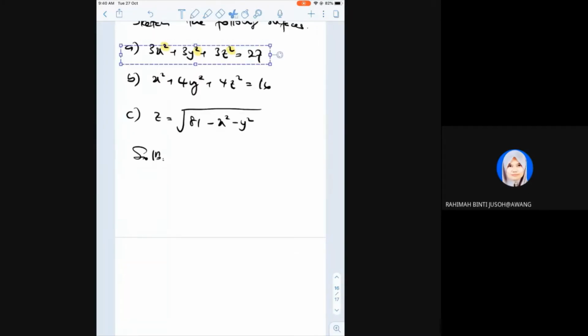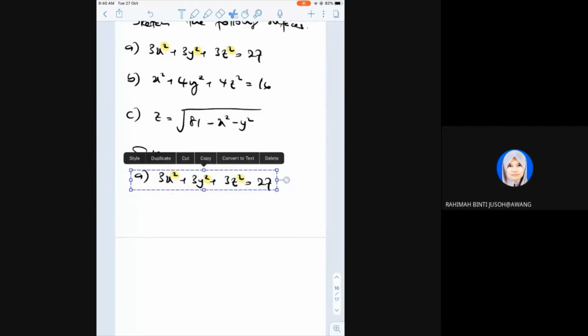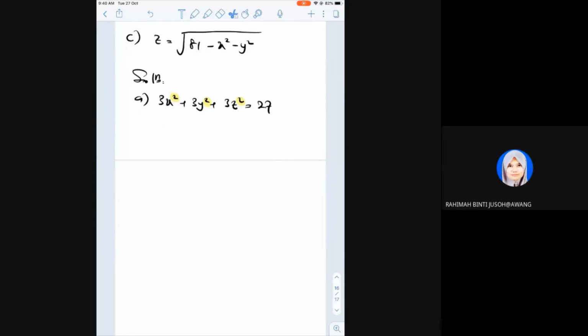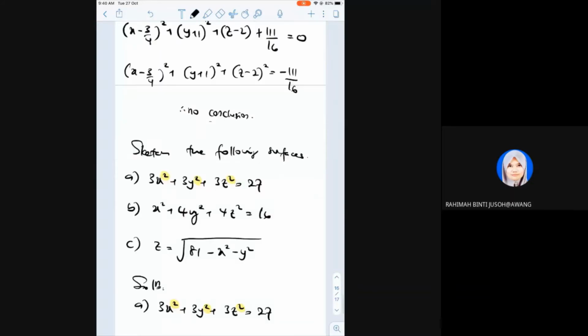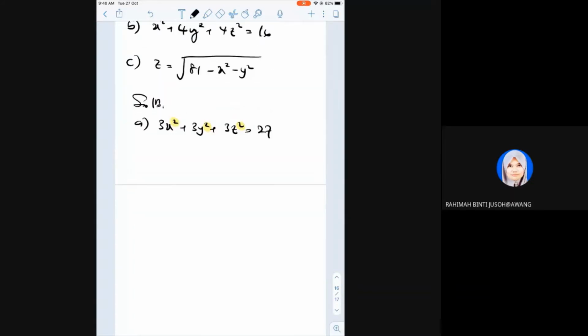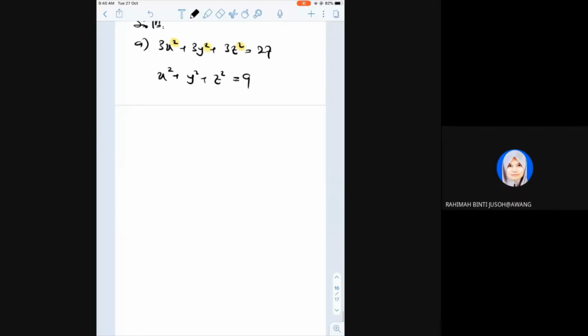Question A. Okay. Let us, kita nak tahu dia punya radius dia. What you should do is, we divide everything by 27. So, x squared over, divide everything by 27, so 9 plus, oh, okay, tak payah buat macam ni. Kita bagi 3 semua, lagi senang. So, divide everything by 3, we have x squared plus y squared plus z squared equals to 27 divided by 3 is 9. So, yes, this is a sphere with radius equals to 3.